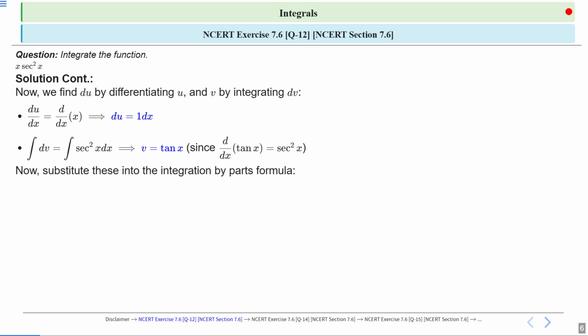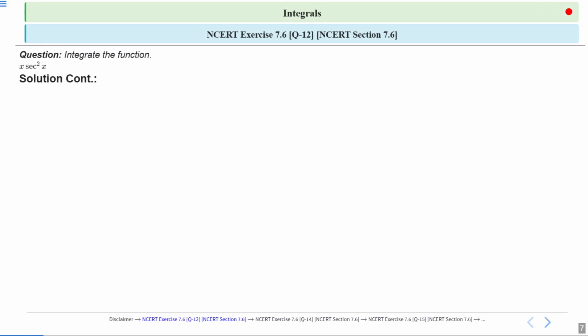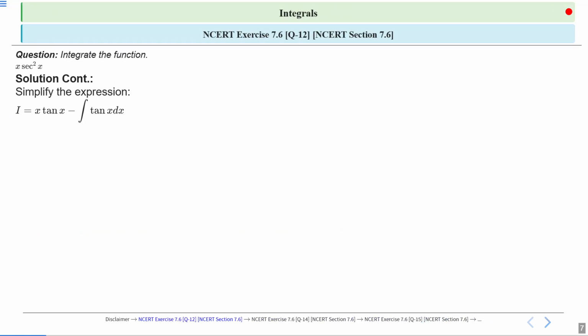Now substitute these values into the integration by parts formula. So we get I is equal to x tan x, where tan x is the value of v, minus integration of v, that is tan x, into du, that is 1 dx. Simplify it. So when we simplify, we get the integral is equal to x tan x minus integration of tan x dx. So now we have to find the value of integration of tan x dx.